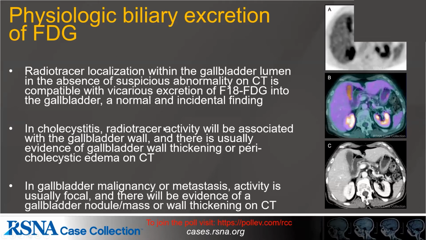In cholecystitis, radiotracer activity will be associated with the gallbladder wall, and there is usually evidence of gallbladder wall thickening. So you would see the activity inside the wall, and you would see gallbladder wall thickening or edema on CT. In gallbladder malignancy or metastasis, activity is usually focal, and there will be evidence of a gallbladder nodule or mass, as well as wall thickening on CT.